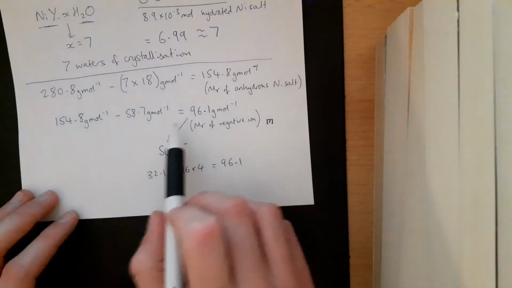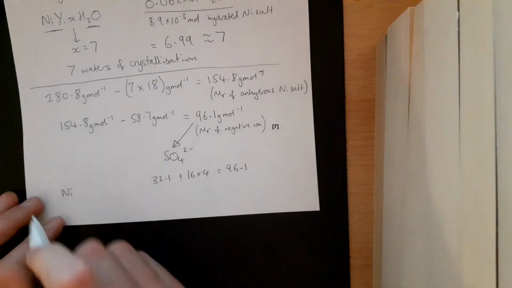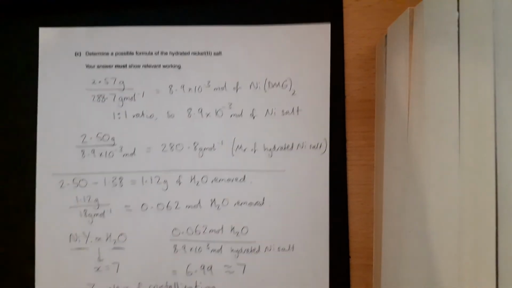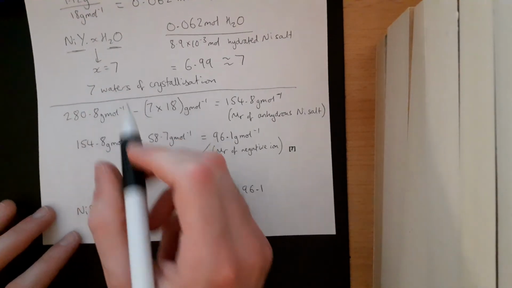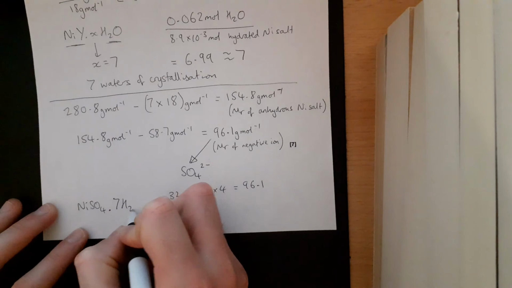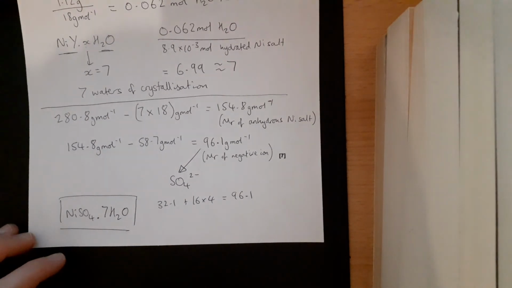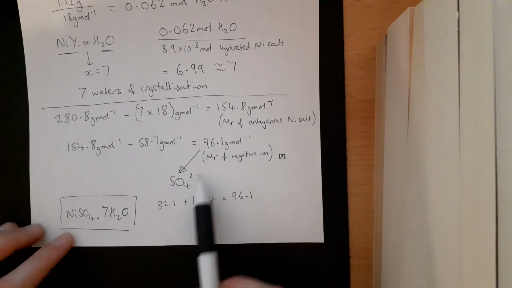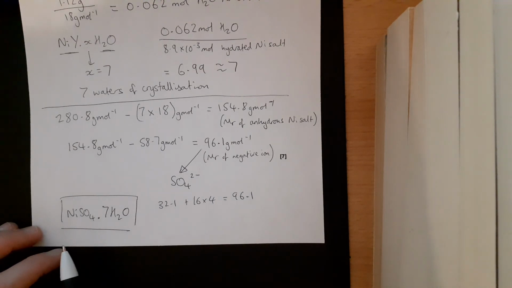But with all this information, we can work out that this is nickel... And it was a nickel 2 salt, so it's going to be nickel 2 plus, and the sulfate ion is 2 minus, so it's just nickel sulfate. And then we worked out it has 7 waters of crystallization, didn't we? So it's .7H2O. That's the actual formula. So I think that's reasonable, apart from this last one mark. How you're supposed to jump from there to there is pretty harsh.